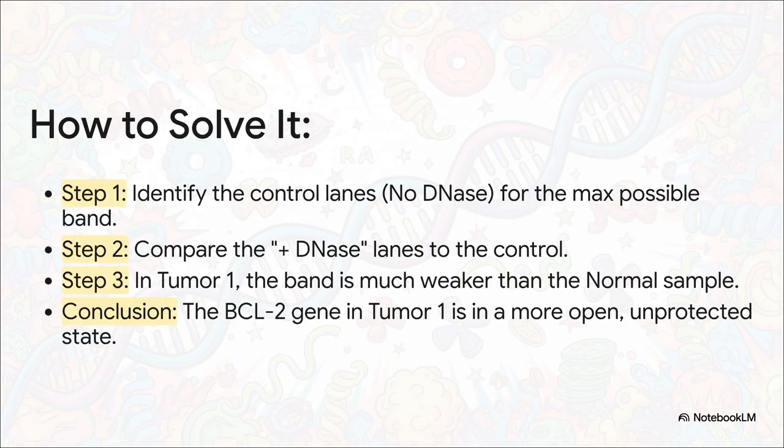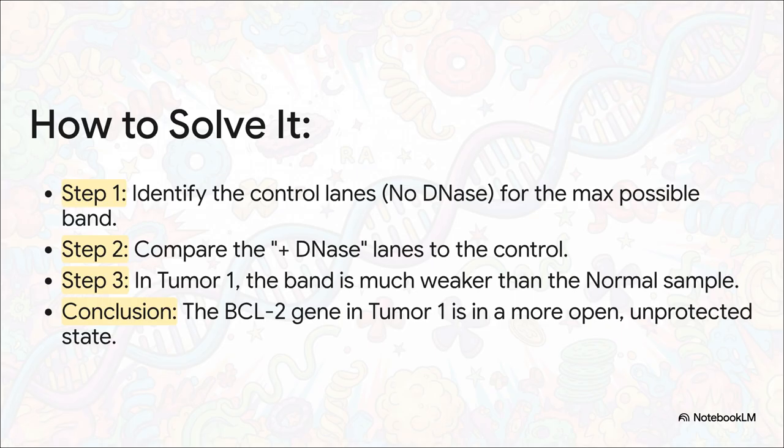Okay, let's break this down together. Step 1, always look at your control. The minus DNAse lanes show you what the band looks like when nothing gets chewed up. That's your 100% signal. Now, let's compare that to the plus DNAse lanes. See the normal sample? The band is still pretty strong, right? That tells us the gene is mostly packed up and protected.